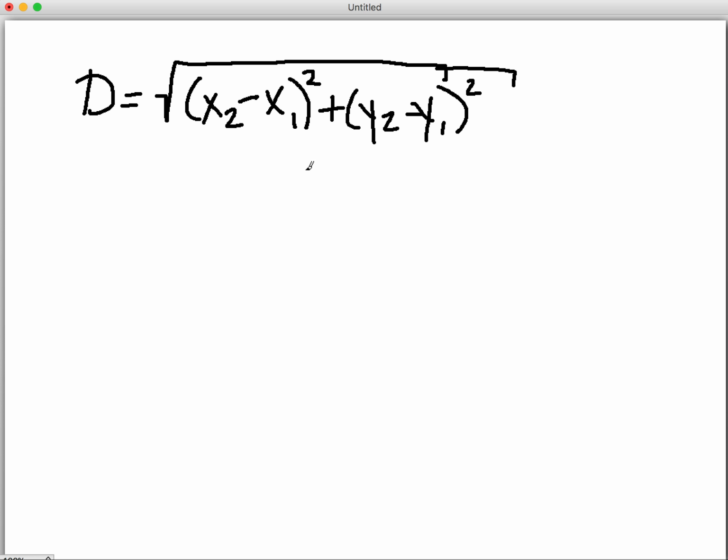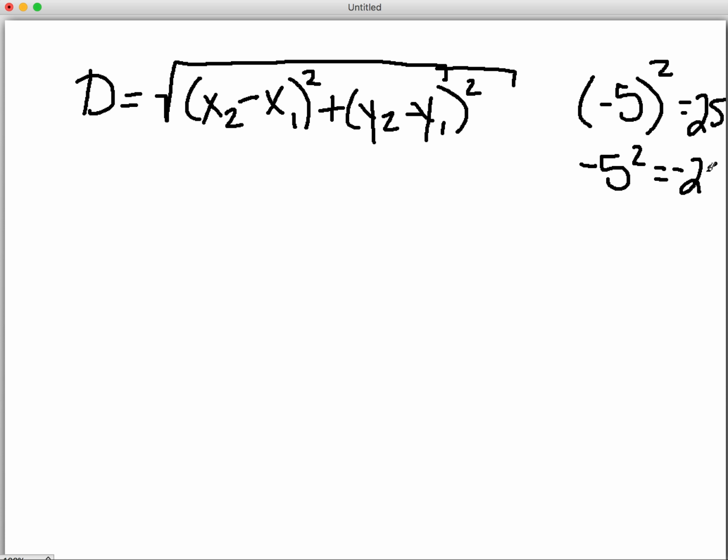It's very possible when you're working with a calculator that you have an error if you don't put that negative inside the parentheses. If you enter your calculator like this, you're going to get positive 25 here, but negative 25 here. So if you're utilizing a calculator to assist you with the distance formula, it's very important to keep those parentheses in the problem. So how do I know who is x2 and who is x1?